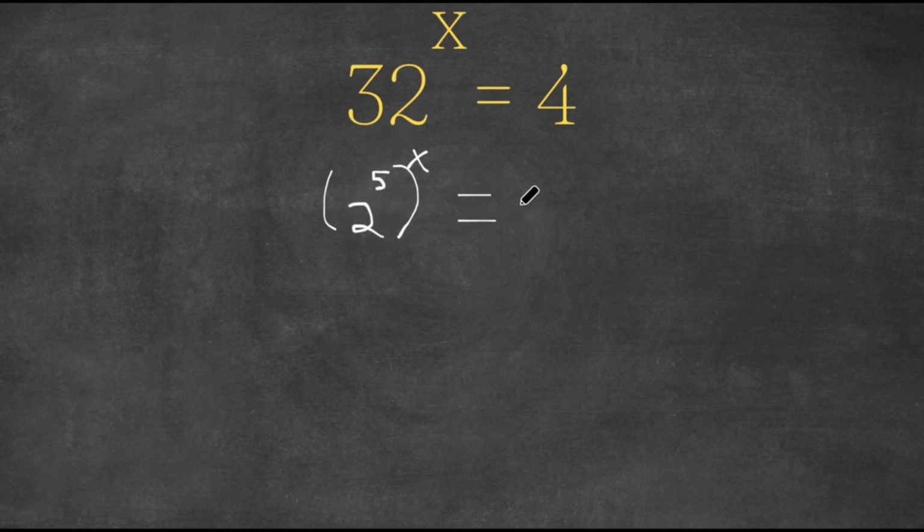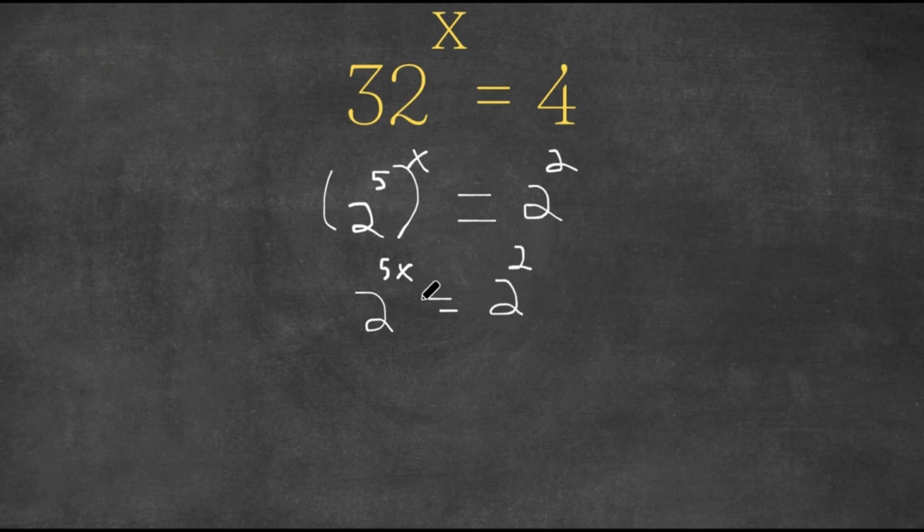And now I'm going to convert 4 here to 2 to the power of 2. And now these two have the same bases. 2 to the power of 5 to the power of x, well, this is simply 2 to the power of 5 times x, and 5 times x is simply 5x. So this is 2 to the power of 5x equals 2 squared.